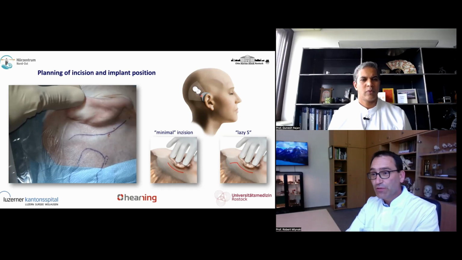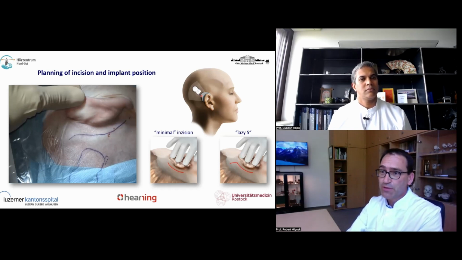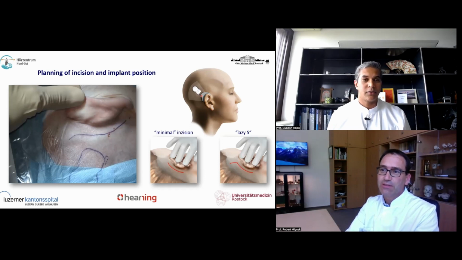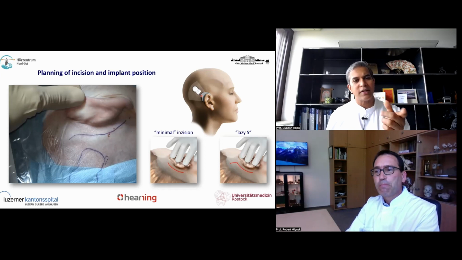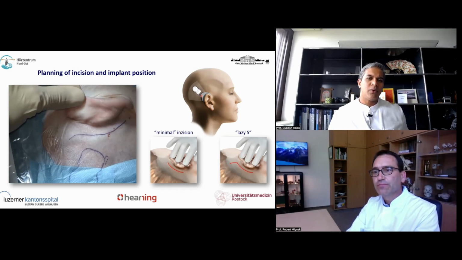And then we also have to think of, especially in children, that we have to do several surgeries. Yeah, it's during a lifetime. Good point. Do you use antibiotics? We do a single shot for these implant surgeries, and then usually don't give any more antibiotics.